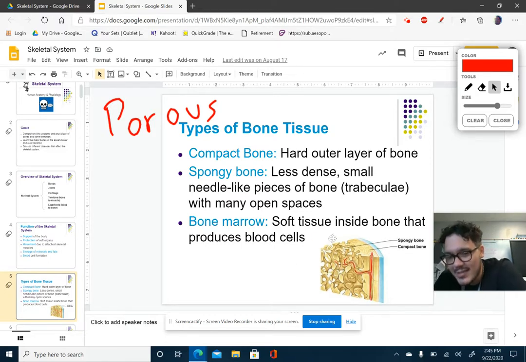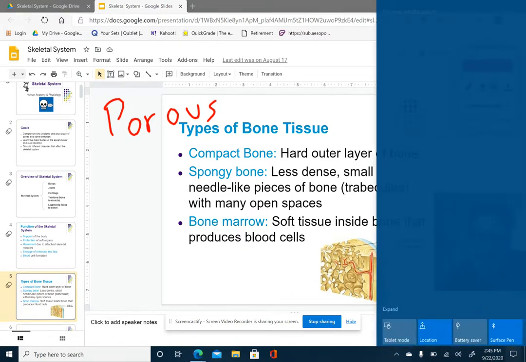What else do we find in this canal system? Bone marrow. I like to think of like a chocolate. It's the nougat found inside. Oh, sorry.